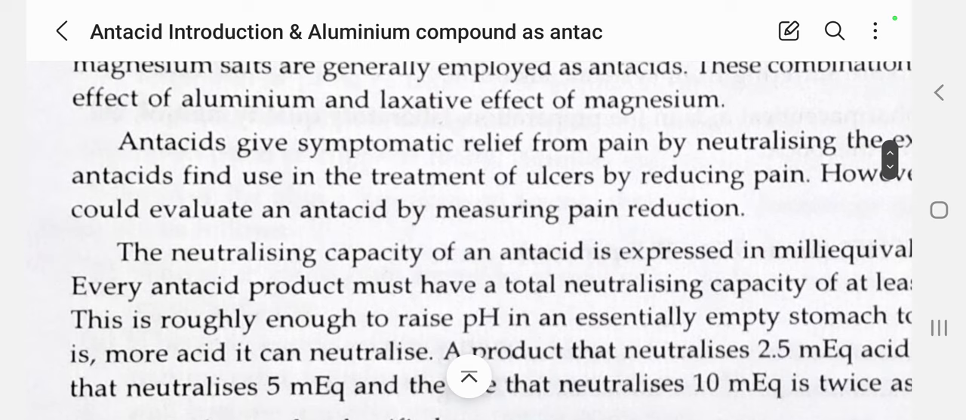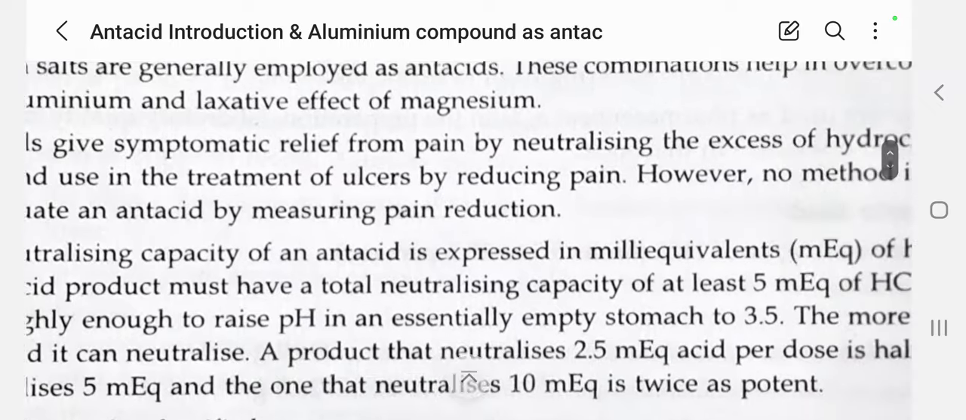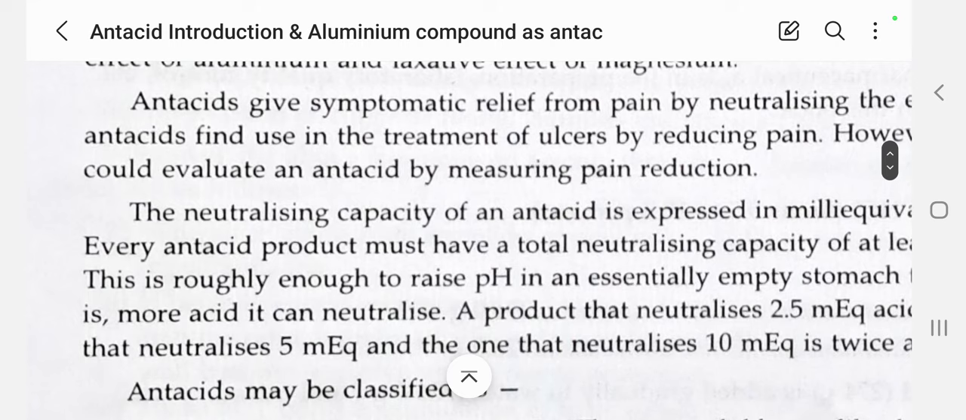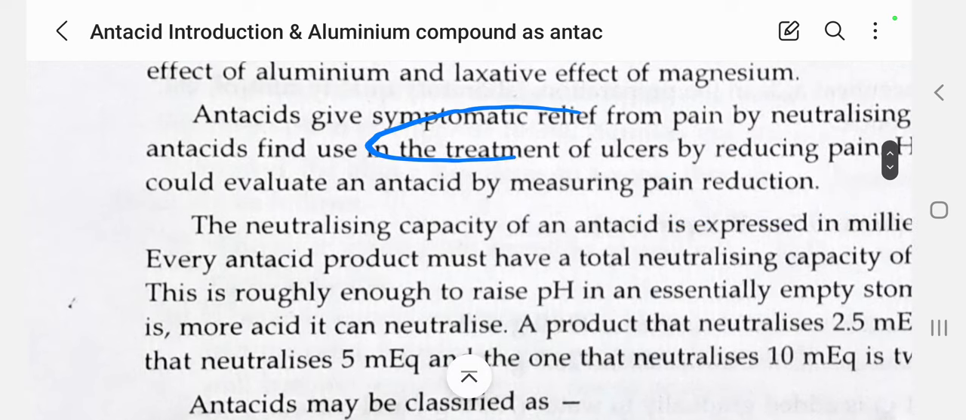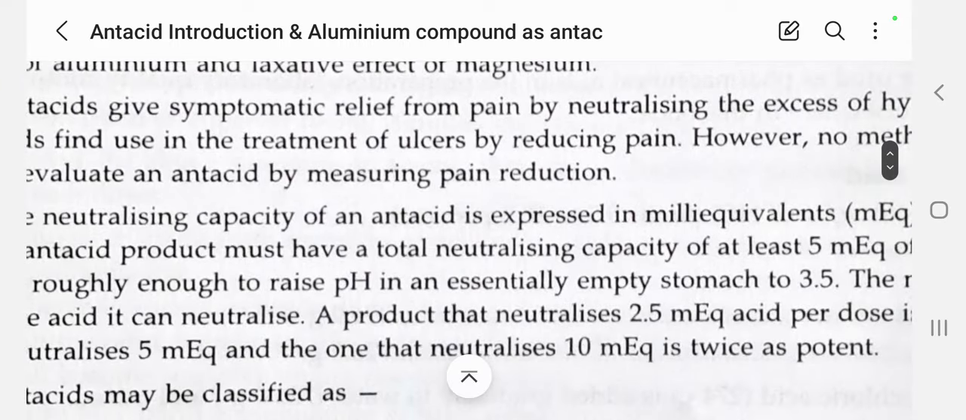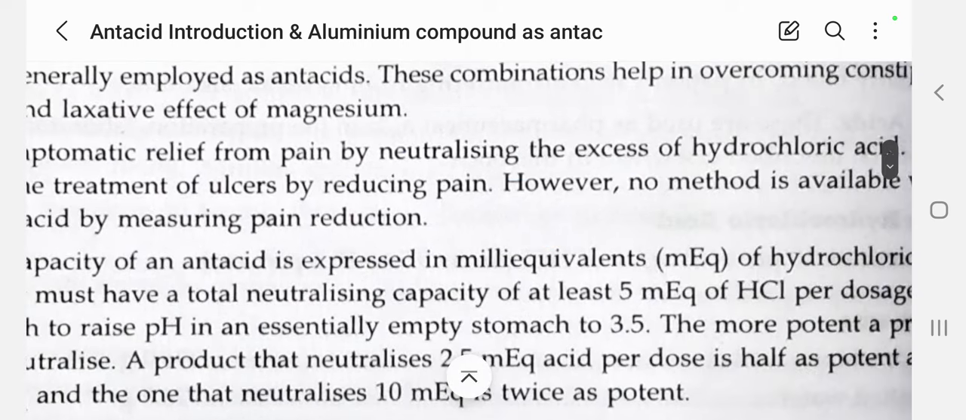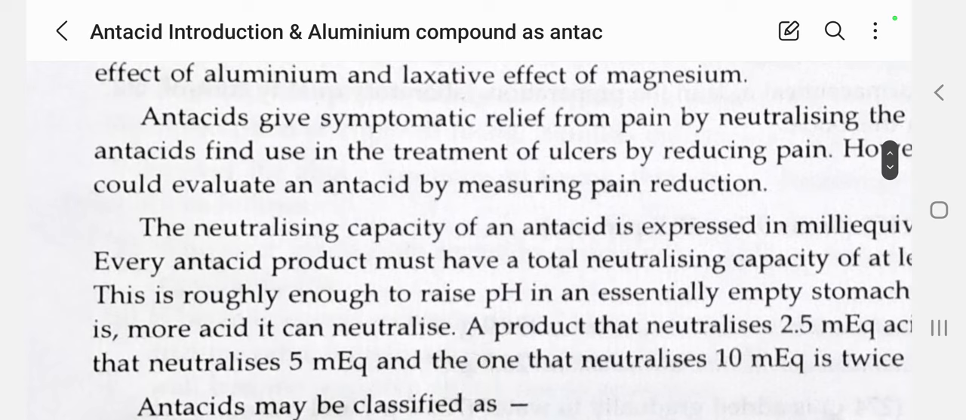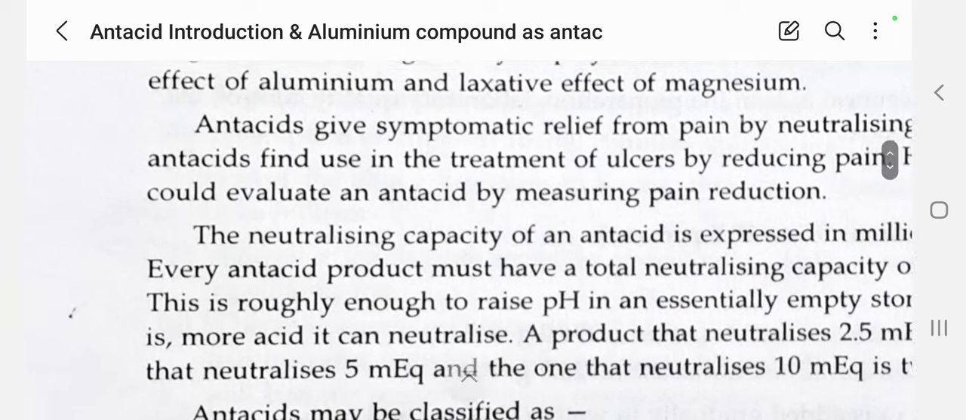Next, antacids give symptomatic relief from pain by neutralizing excess hydrochloric acid. Thus, antacids find use in the treatment of ulcer by reducing pain. However, no method is available which could evaluate an antacid by measuring pain reduction.